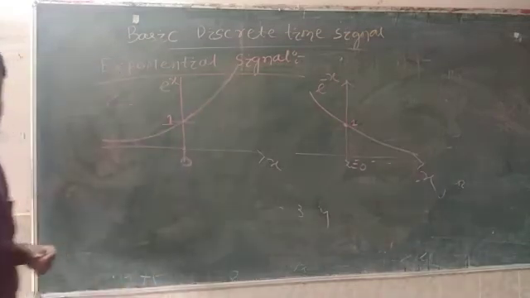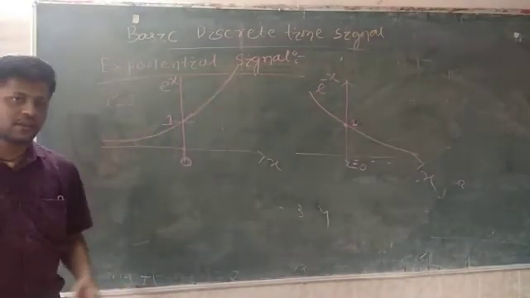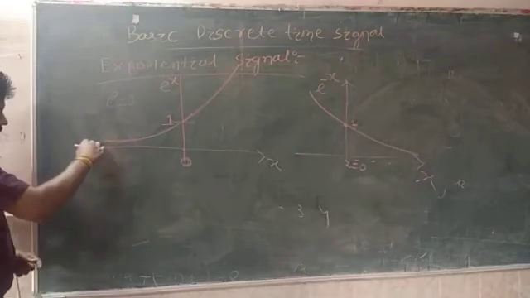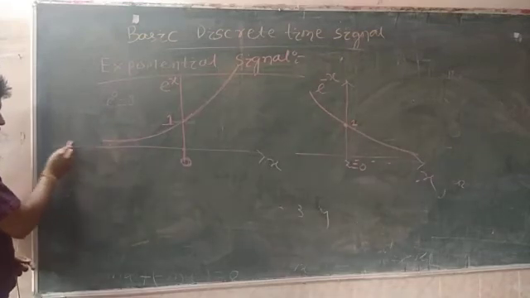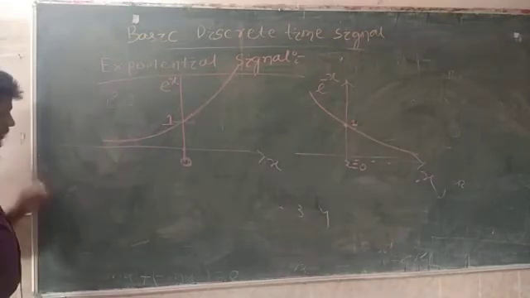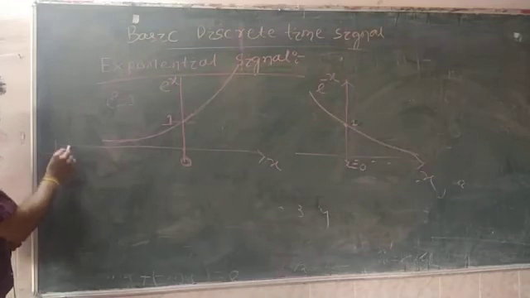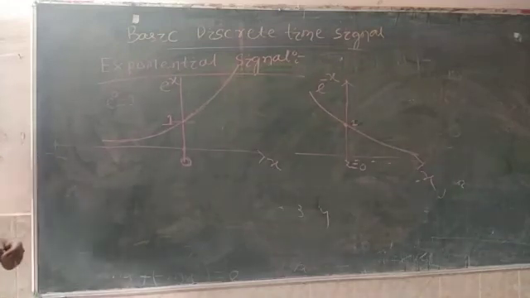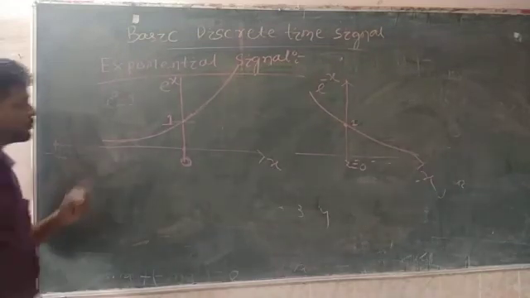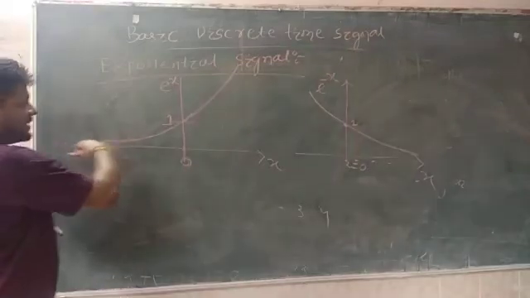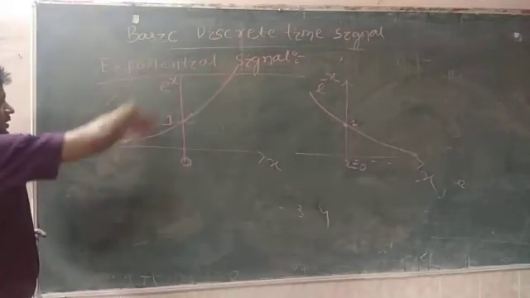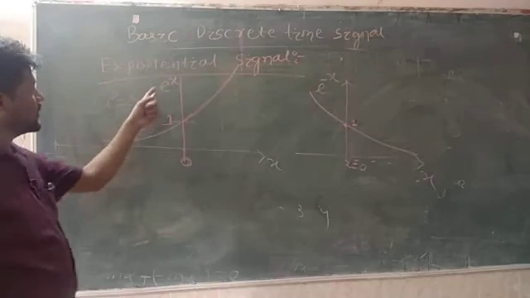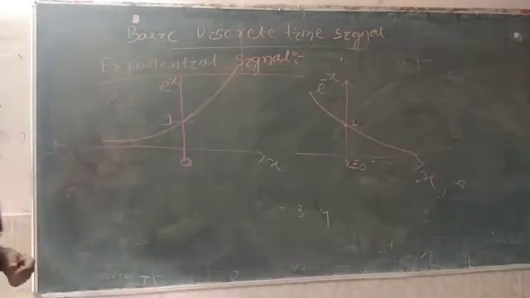That means when x is infinity, this value becomes infinity, and this value becomes 0 at minus infinity. So from minus infinity to plus infinity, this is increasing exponentially. That's why this signal is denoted as e to the power x.